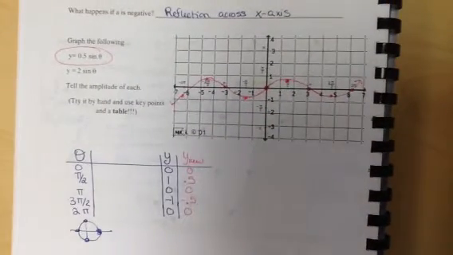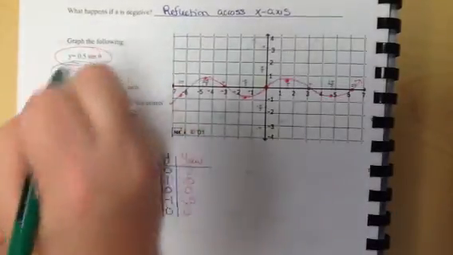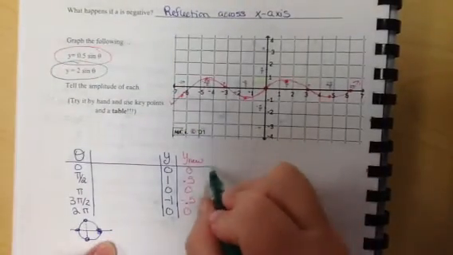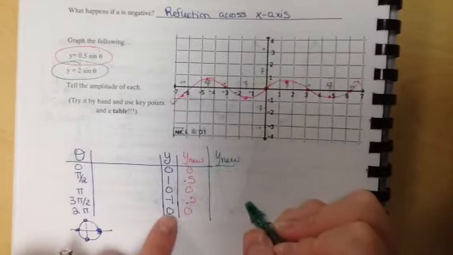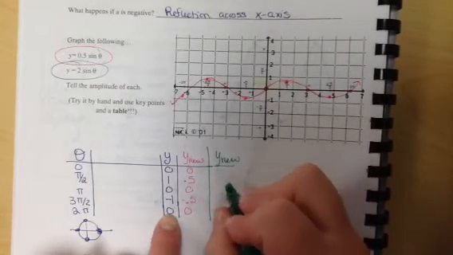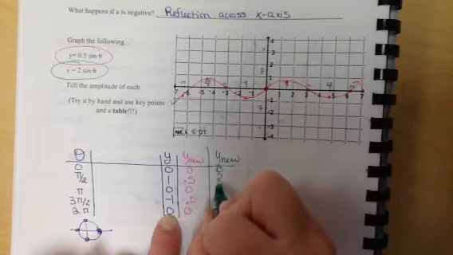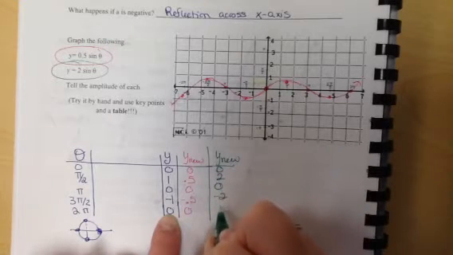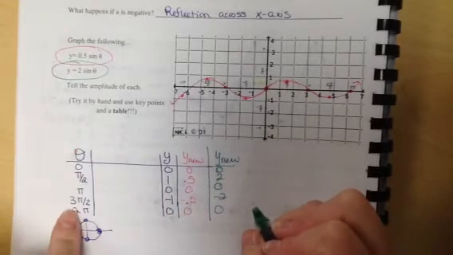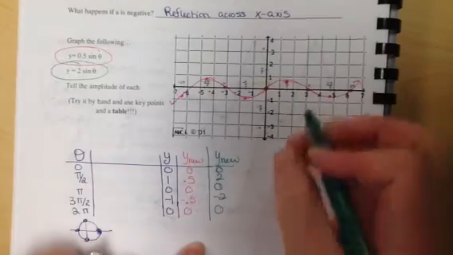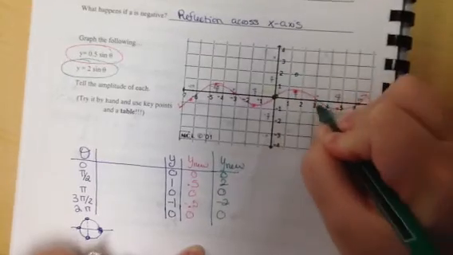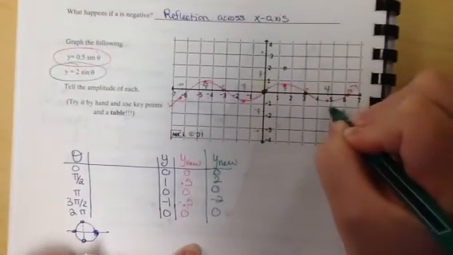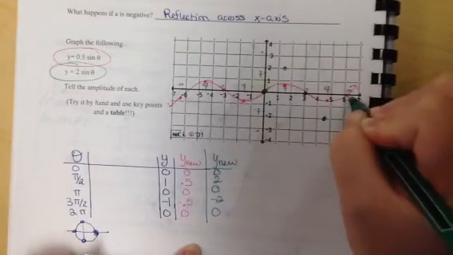I'm going to do the exact same thing, but I'm going to do the next graph in green. So now for my green stuff, which I'm going to write y new, I'm going to go back to my original y's, and all of these y's get multiplied by 2. So 0, 2, 0, negative 2, 0. I'm going to graph my angles and my new green y news. So 0, 0, pi over 2, 2, pi, 0, 3 pi over 2, negative 2, 0, 0.